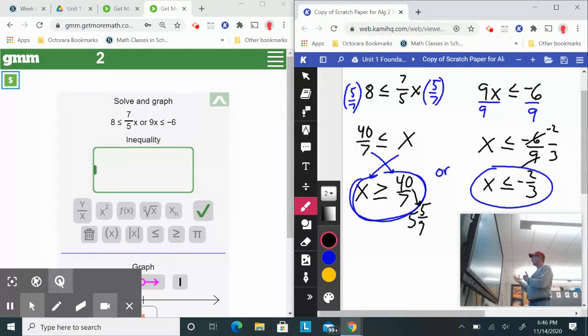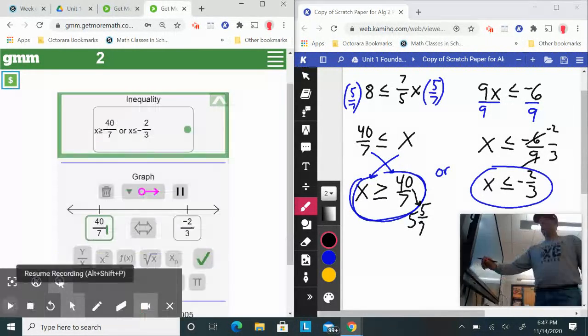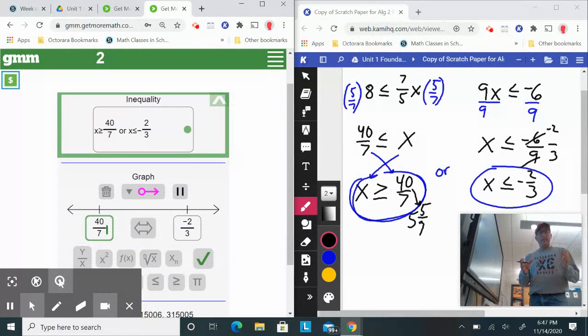And then the other part, I divided by 9, and I got negative 6/9. I had to divide by 3 on the numerator and denominator, so I got negative 2/3. And those are the two parts I must put in my solution box in my GMM, with an or in between.